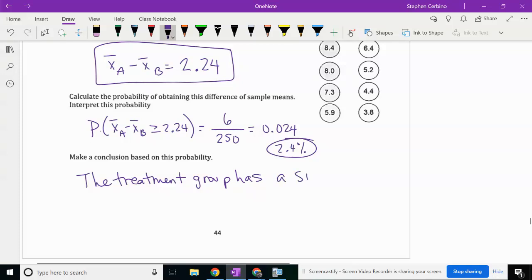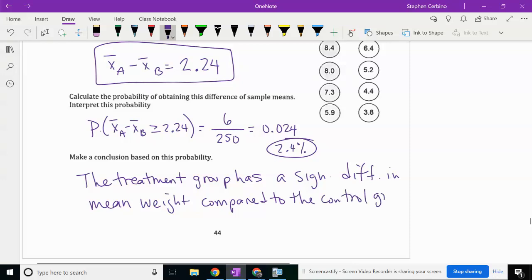group has a significant difference in mean weight compared to the control group because the difference of sample means has less than a 5% chance, that's a 5, not an 8, 5% chance of happening.